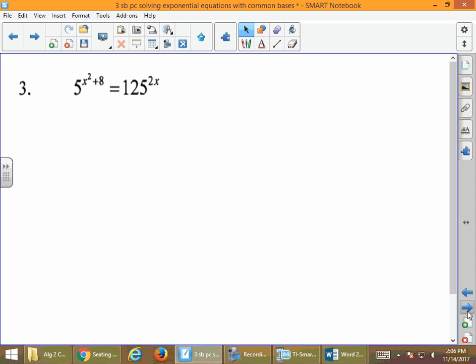I tend to like to say whatever the main concept is over and over and over again. We want to get these problems into like bases.